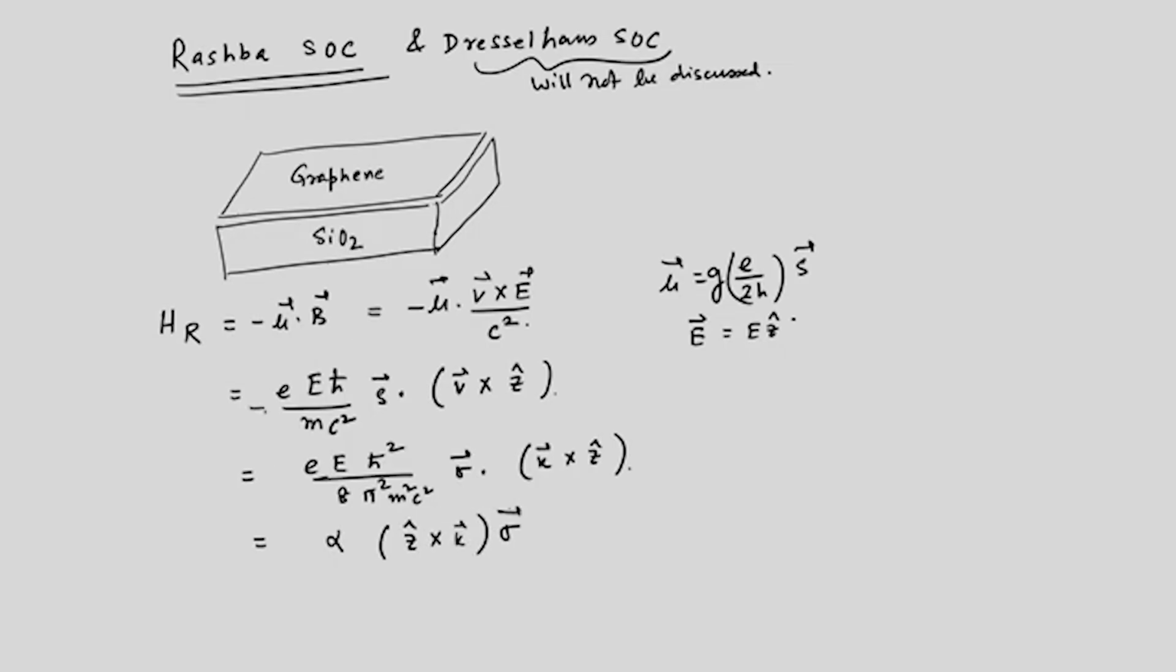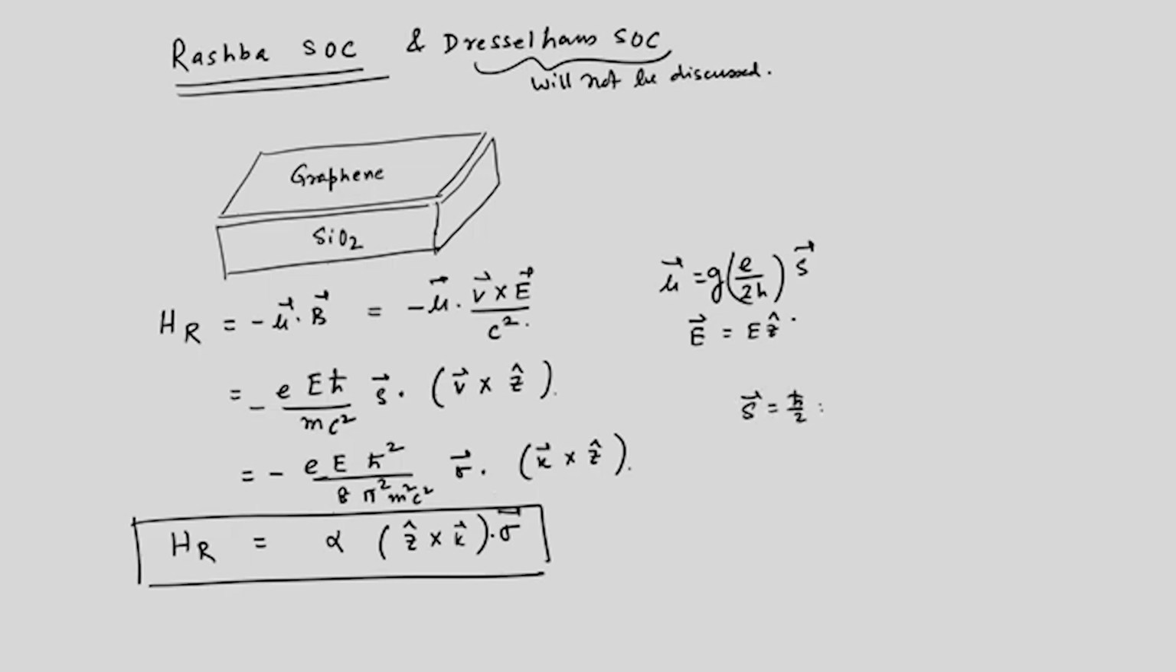There was a minus sign here, and I have changed the sign in the last step. So, this is the form of the Rashba spin orbit coupling. It looks like a vector coupling, but it is not, because z cap cross k will be a vector and then dotted with the Pauli matrices. We have used S is equal to h cross by 2 sigma as well. That is how it is written in terms of the Pauli matrices.